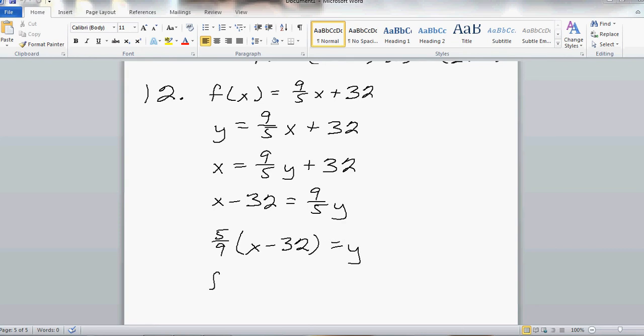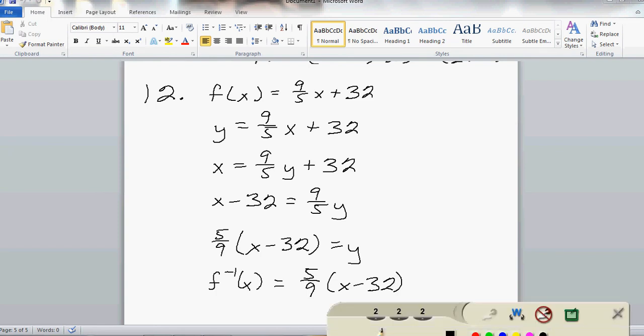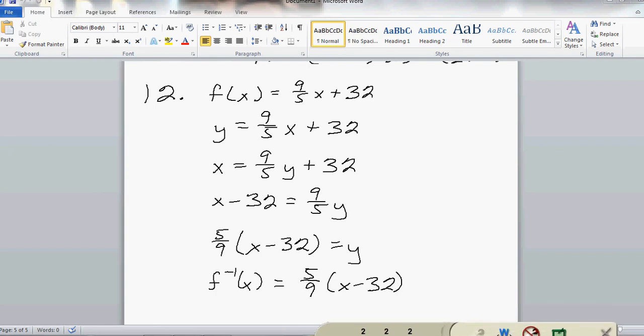And then rewrite it in its inverse form. f inverse of x is 5/9 times x minus 32. Now this is the more common way to show it, but it would certainly be okay to go ahead and distribute this. But since this is the most common way that it's seen, I'm going to stop right here.